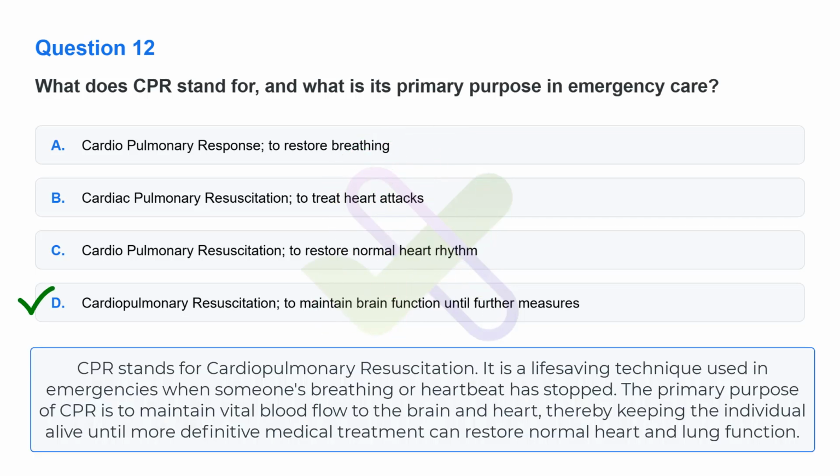The correct answer is D. Cardiopulmonary resuscitation, to maintain brain function until further measures. CPR stands for cardiopulmonary resuscitation. It is a life-saving technique used in emergencies when someone's breathing or heartbeat has stopped. The primary purpose of CPR is to maintain vital blood flow to the brain and heart, thereby keeping the individual alive until more definitive medical treatment can restore normal heart and lung function.